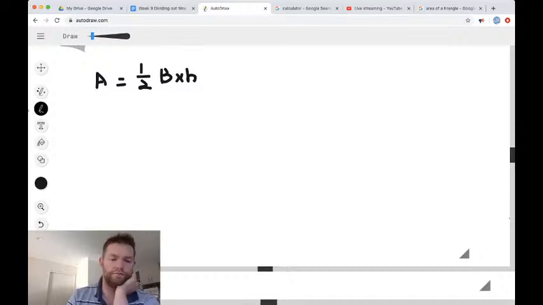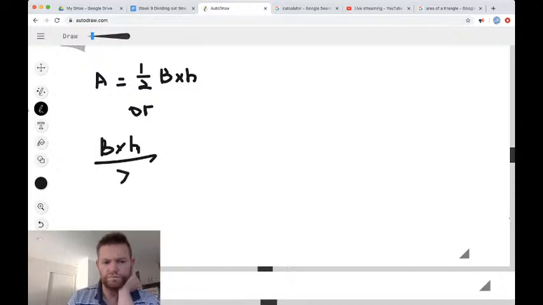Or you can write it how they did. I just wrote it how I knew it rather than how I just read it. Sorry. Base times height. Oh man, I'm really awful at this. Divided by 2. So A, area, equals base times height divided by 2.